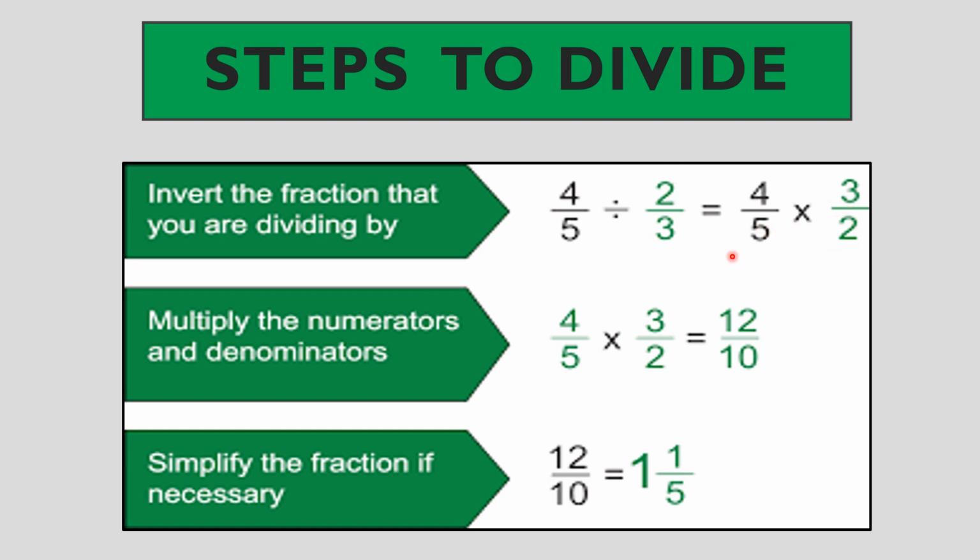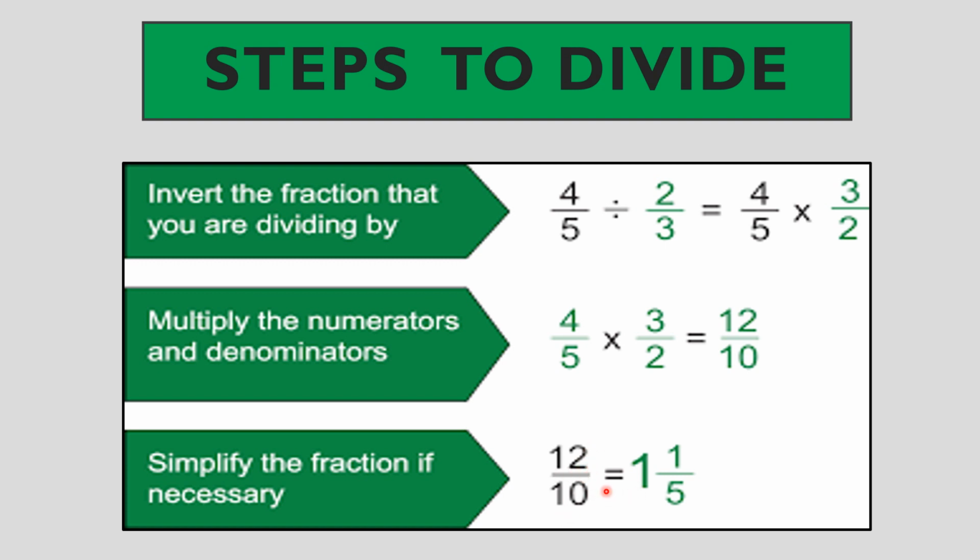Now you have to just follow the steps of multiplication. Multiply the numerators and multiply the denominators. So 4 into 3 is 12 and 5 into 2 is 10. Now is there any number other than 1 which can divide both the numbers? Yes. 2 can divide 12 and 2 can divide 10. So if you divide, you get 6 by 5. 2 sixes are 12 and 2 fives are 10.